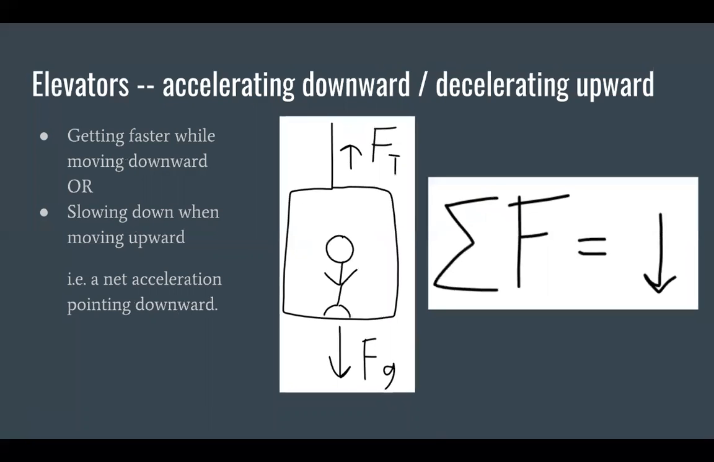Similarly, if we're accelerating downward, so moving down and getting faster, or decelerating upward, moving up and getting slower, that gives us a net acceleration pointing downward, which means that since tension and gravity are the forces that work here, the tension force must be less than the force of gravity. Gravity must exceed tension, giving us a net force pointed downward.